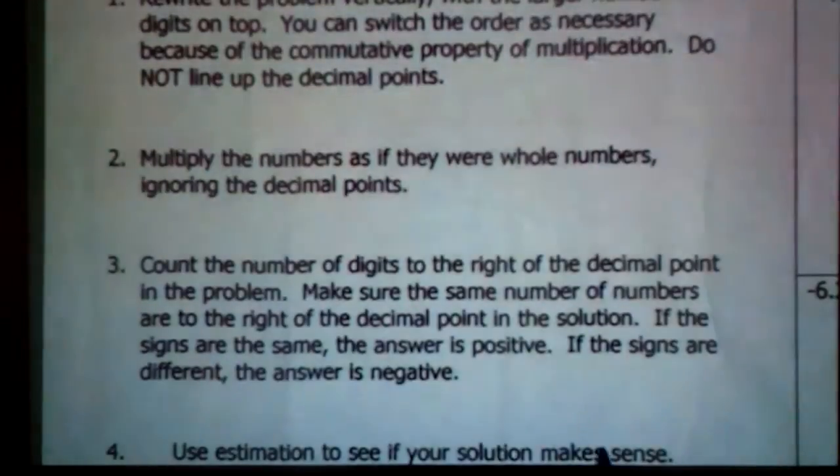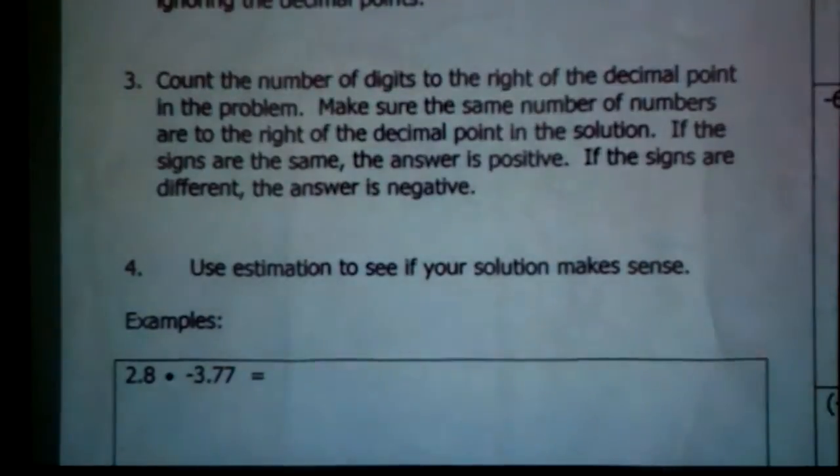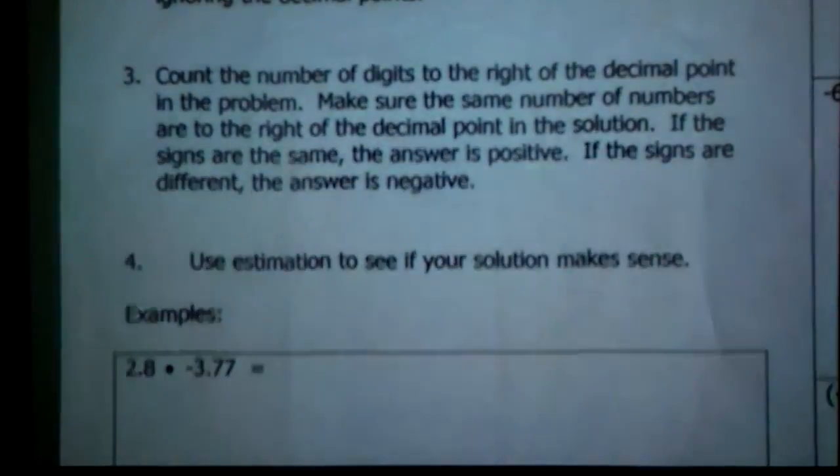So if you're multiplying 2 numbers with the same sign, your answer will be positive. If you have one of each, your answer will be negative. Number 4, use estimation. See if your answer makes sense. Always double check and ask yourself that question.